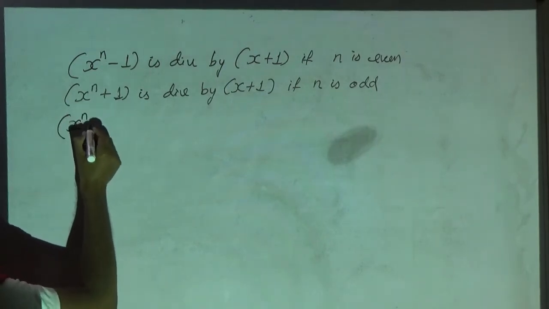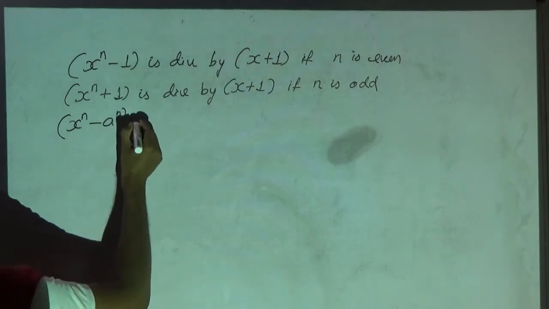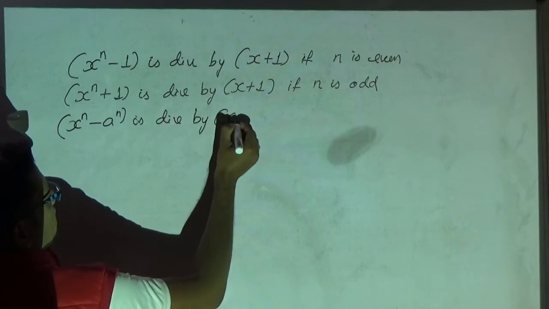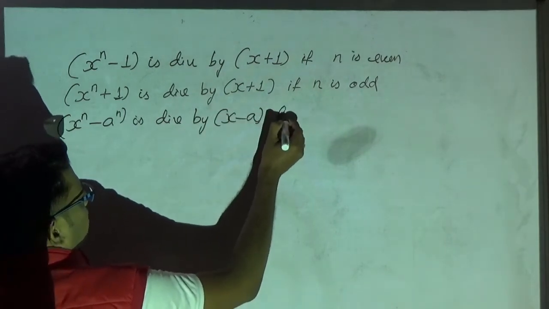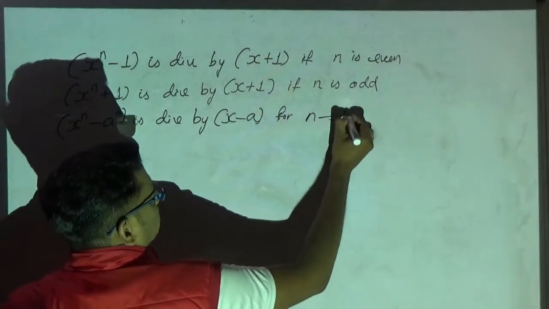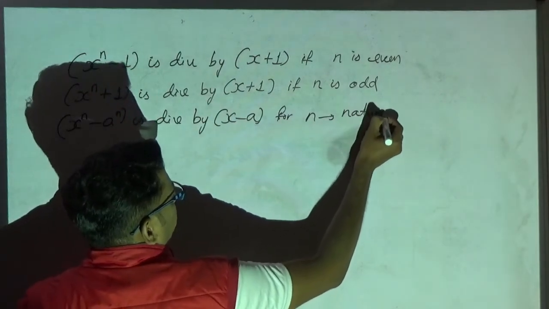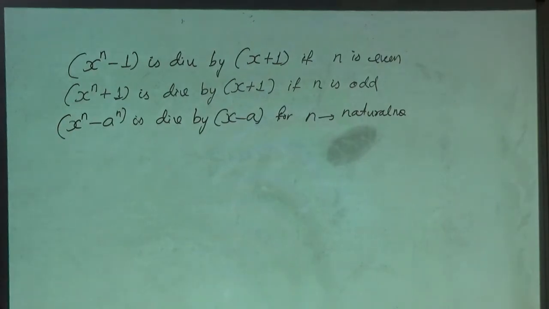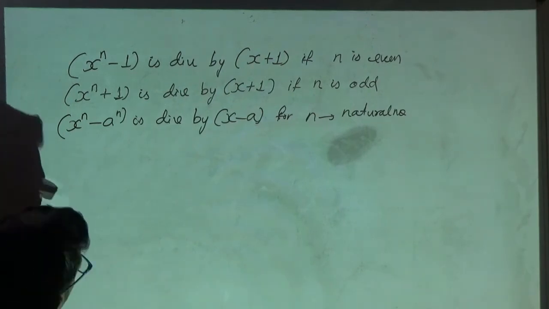X power n minus a power n is divisible by x minus a for n being any natural number. See here, x power n minus a power n is divisible by x minus a for n being any natural number. Please write these three concepts. In the next set of problems I will use these concepts to get the answers. Hope you have written. I will rub.